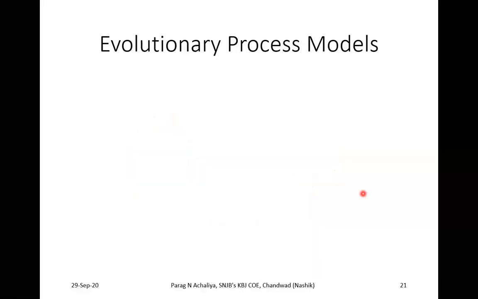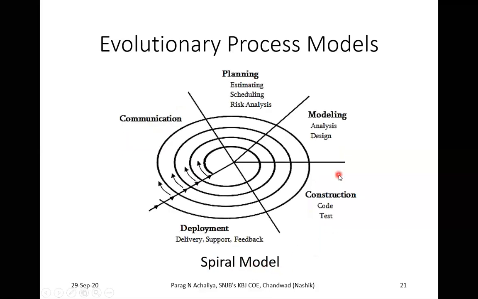Then the next evolutionary process model will be your spiral model. I guess you are aware of this spiral model. In this case, the spiral model will start with communication again. The communication will be between customer and developer. They start gathering the customer requirements. It will start from this point. If you can see, the communication will take place with the customer up to this point.